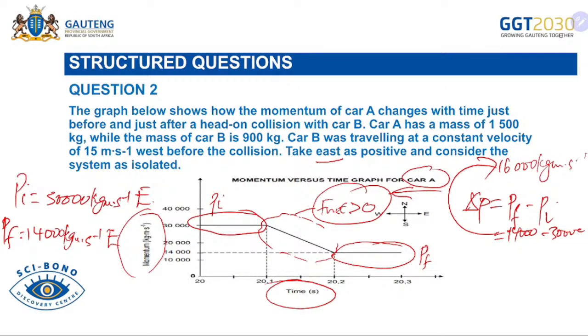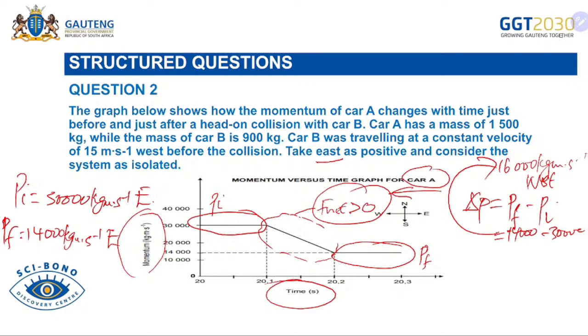But that answer will be negative, right? 14,000 minus 30,000 will be negative 16,000. So that negative tells us about the direction. We are taking east as positive, so the direction of the change in momentum here will be west. There's a lot that we can do with this graph before checking the equations.